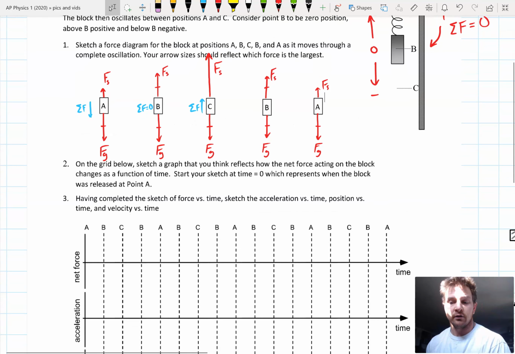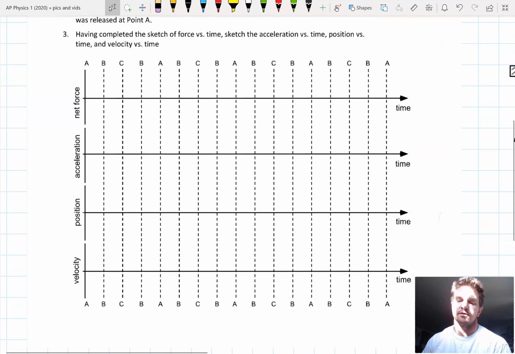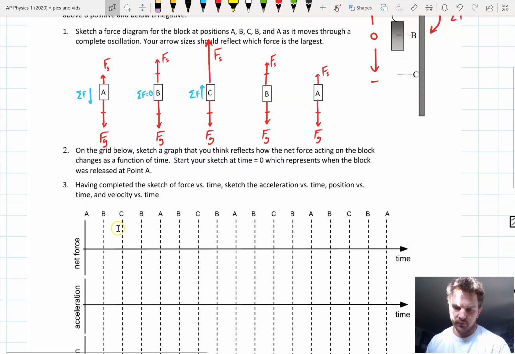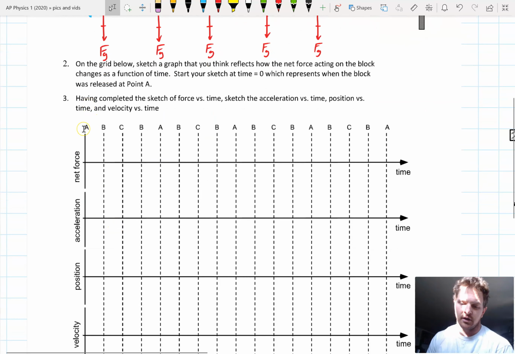So we got our force diagrams drawn. Okay, and then the next part says sketch the graph of the net force acting on the block as it goes through each of these positions. It really helps that we already talked about what the net force is. So it starts at position A. At position A, the net force is negative, right? Since we're starting here, you can look at the labels. We're starting at position A. I know it's going to start with a negative force. So I draw a dot.